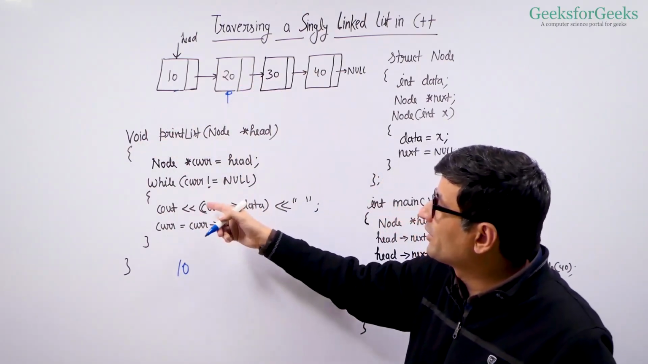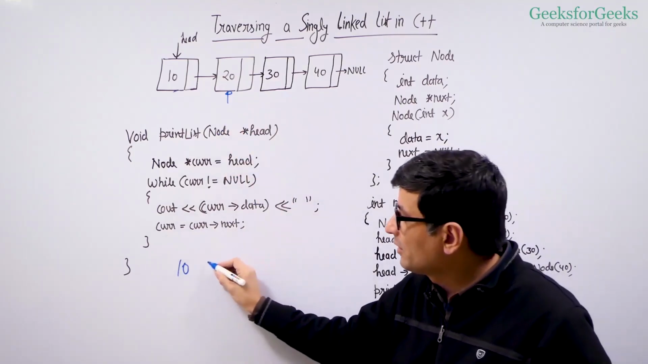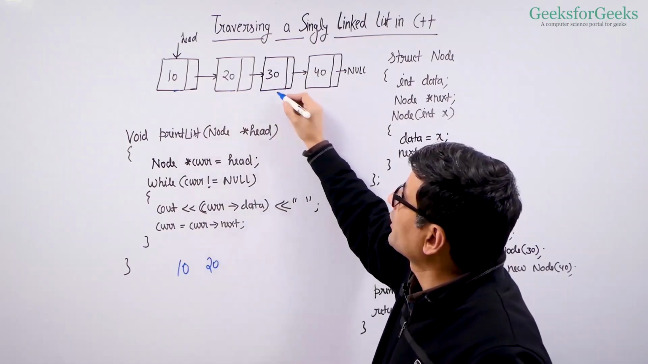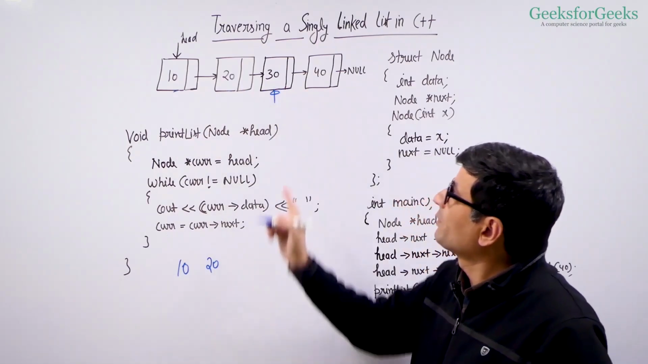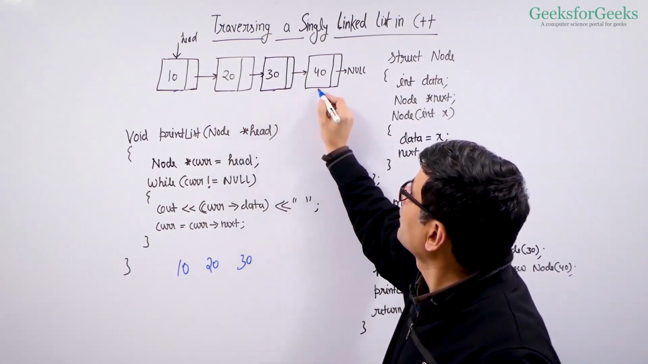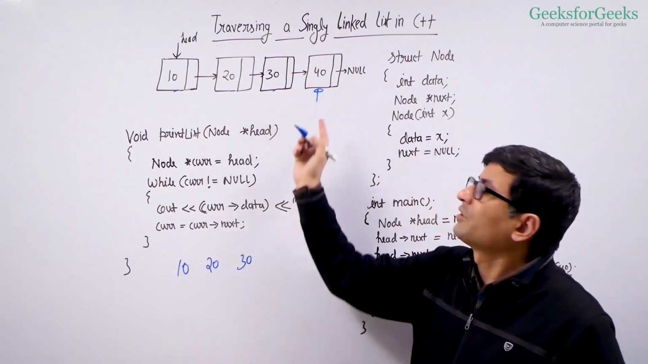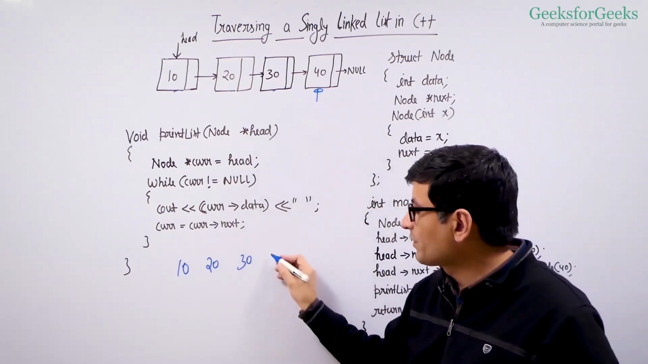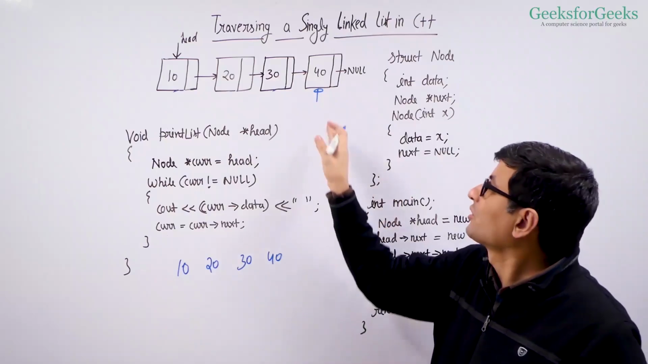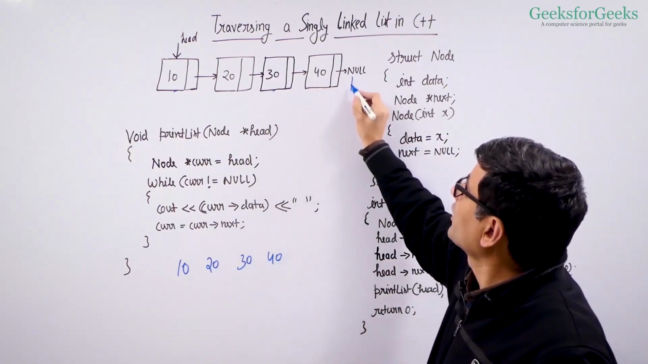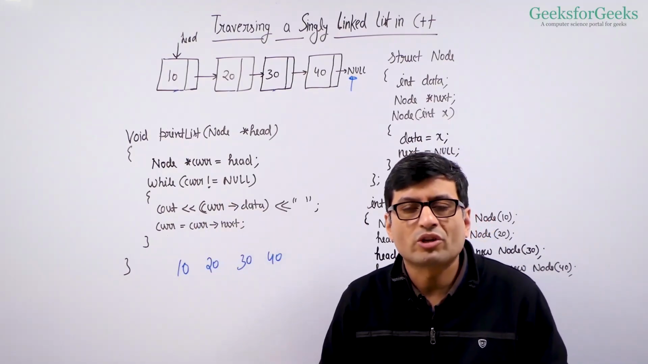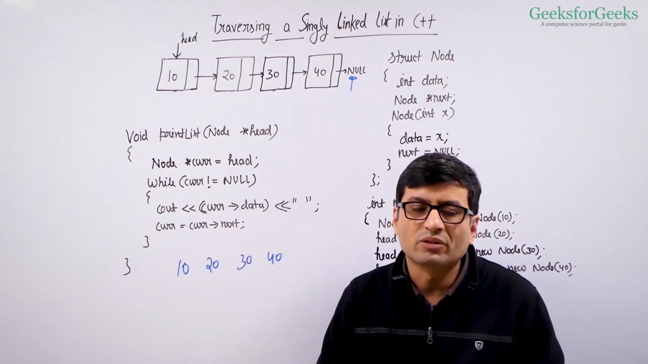And again it begins the loop, and then we print 20. After printing 20, we move current to the next of current here. Then we print 30, and after printing 30, we move it to here. So now it is going to print 40. And after printing 40, we make it next of it, and next of it is null. So after 40, it's going to become null. When it becomes null, you come out of the loop. So your required nodes are printed on the screen.